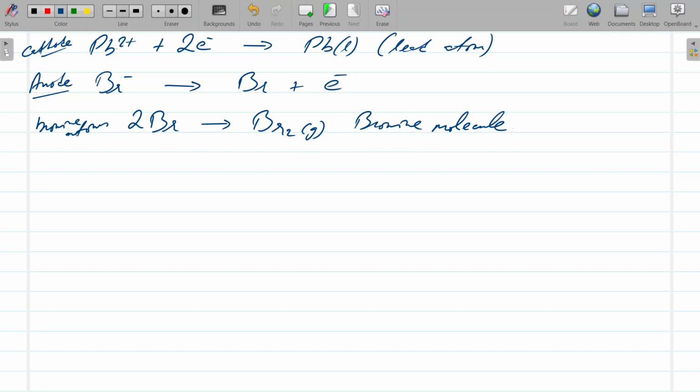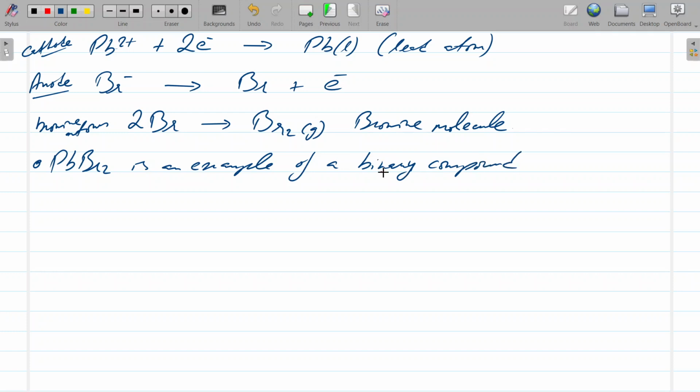Right now, lead bromide is an example of a binary compound. So PbBr2 is an example of a binary compound. What's a binary compound? If you're familiar with the term binary, it means that it contains two elements that are chemically combined.